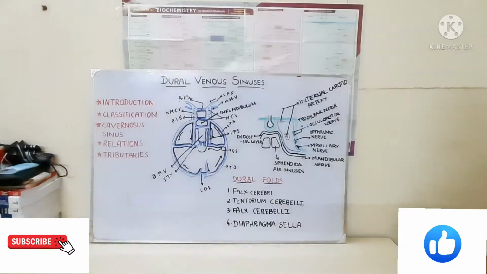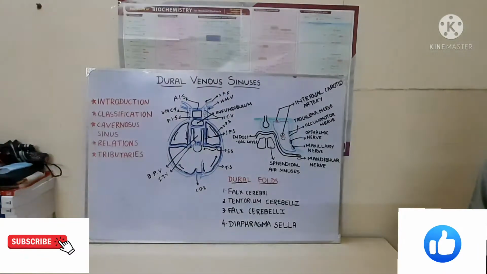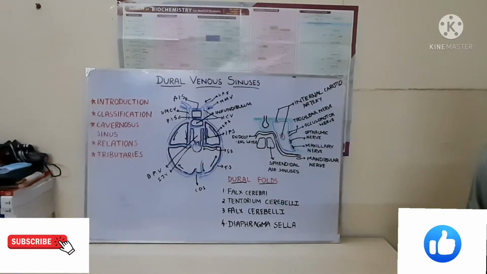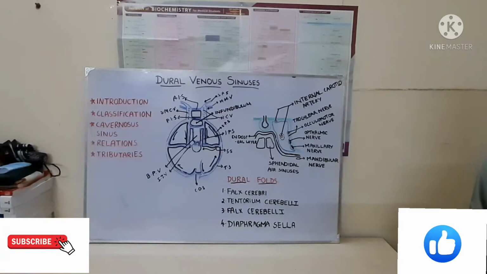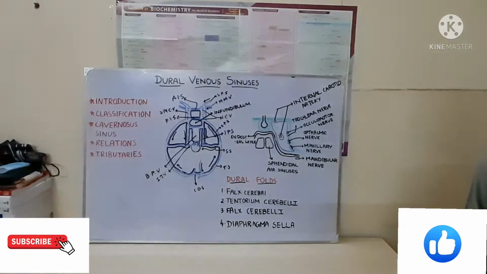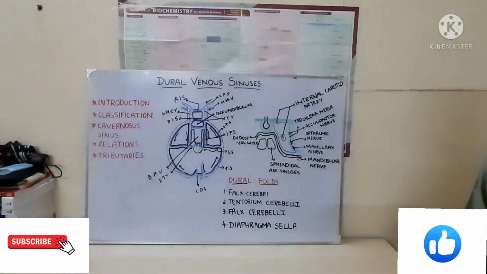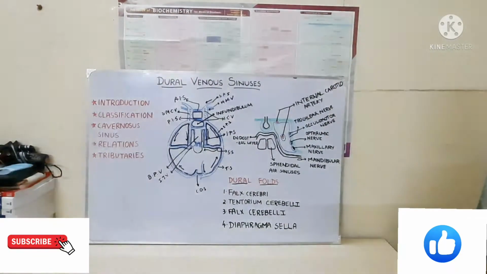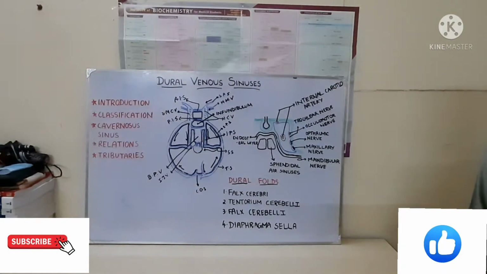Now going to dural venous sinuses. Dural venous sinuses are large venous spaces through which the venous blood flows, and the walls of the dural venous sinuses are made of the dura mater. The walls are lined by endothelium. The dural venous sinus does not have any valves in it. It also does not have any smooth muscles in it.